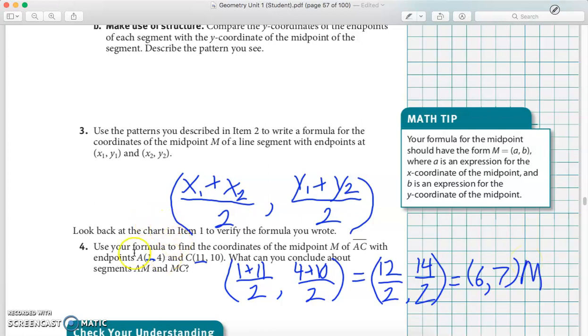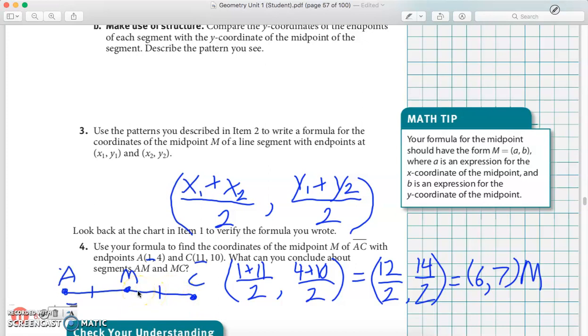What can you conclude about segments AM and MC? Well, if M is the midpoint, think about a picture of it if we just drew it out. This is A and this is C, right? And we found the midpoint is M right here. So they said, what can you conclude about AM, which is this, and MC, which is this? Well, if M is the midpoint, we know AM is congruent to MC. They're the same because M's in the very middle.